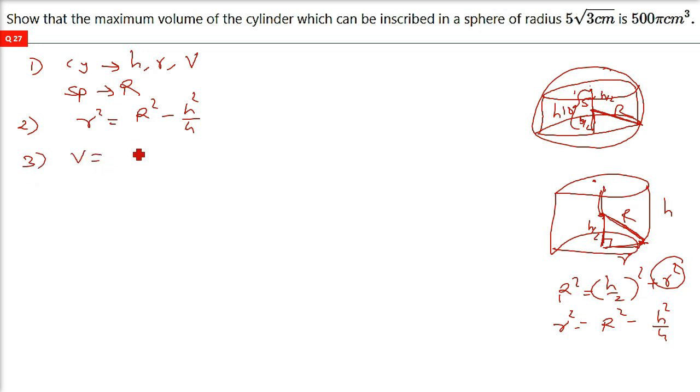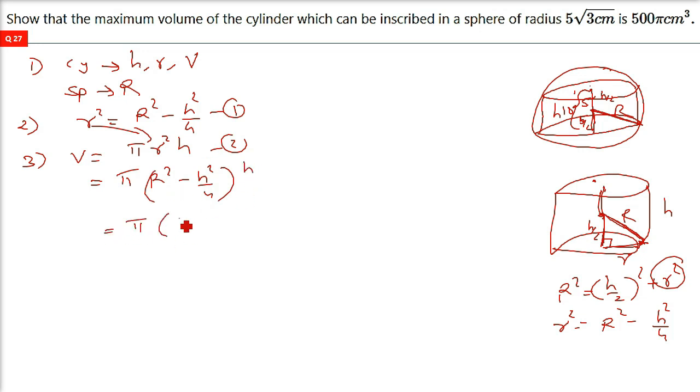The third thing is the volume. Volume is what? Pi r square h. And from the first equation, we'll put the value in the second equation. So this is going to be pi into (capital R square minus h square by 4) into h. Now you can just multiply this h inside, and you'll get R square h minus h cube by 4. This is capital V. Now the next step will be to differentiate this.